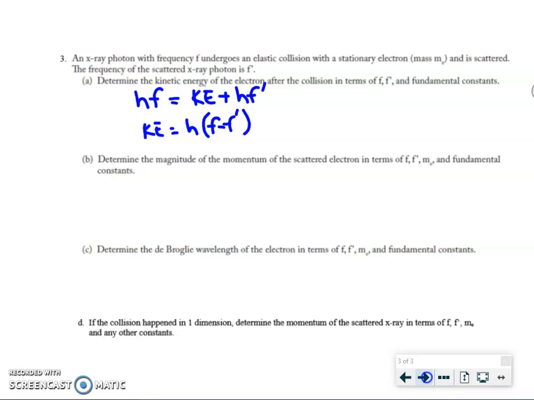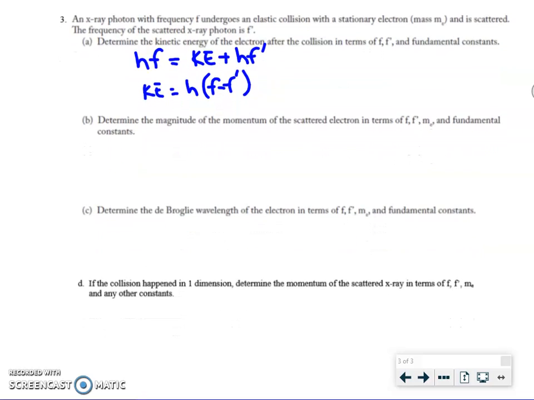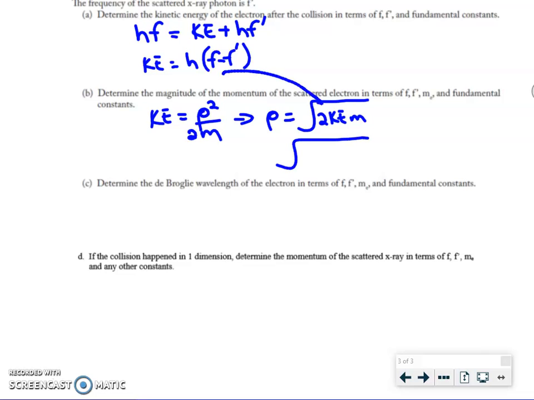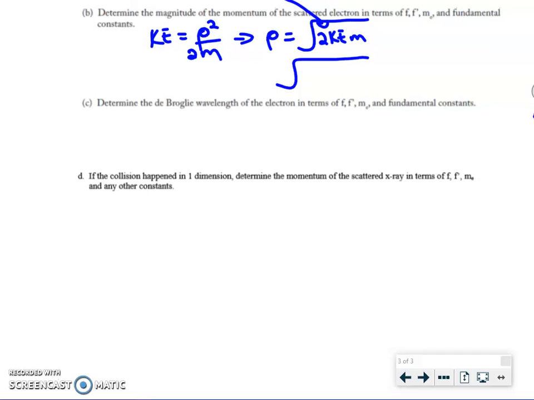Pretty straightforward. Now, determine the magnitude of the momentum of the scattered electrons in terms of all those. Once again, since we know the kinetic energy, we can get the momentum from p squared over 2m. So p is equal, again, to the radical of 2 KE times m. And so now we can just put in what we have here for KE. That's ultimately what the final answer is, as expressed in the problem we did there.